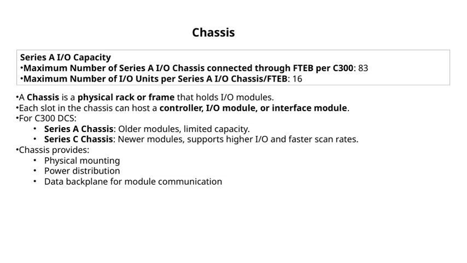Focusing on the Series A chassis, it has specific capacity limits. For instance, you can connect up to 83 Series A I/O chassis through an FTEB per C300 system. And within each Series A chassis, you can fit a maximum of 16 I/O units per FTEB. These numbers are essential to understand, as they help us plan the system's scalability and ensure we're designing within the supported limits.